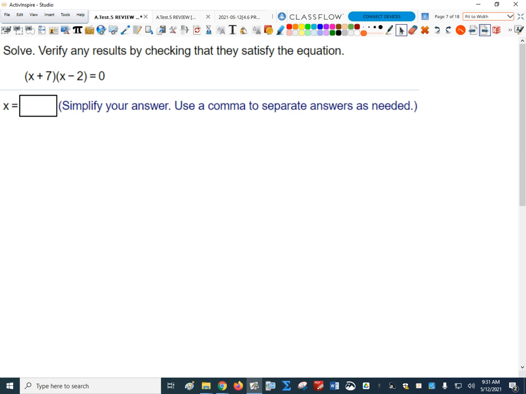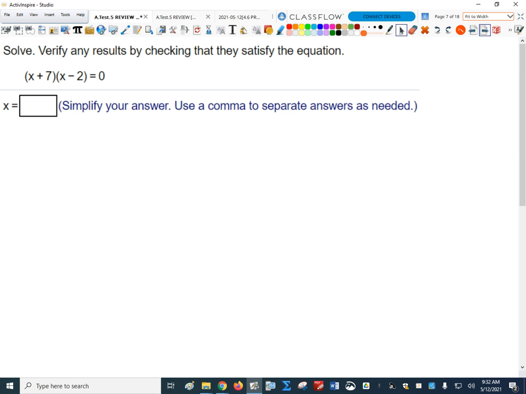What are the answers? No? -7 and 2, how come? Okay, can you guys tell me, see if you can pretend you're explaining this to somebody who doesn't really understand algebra yet.